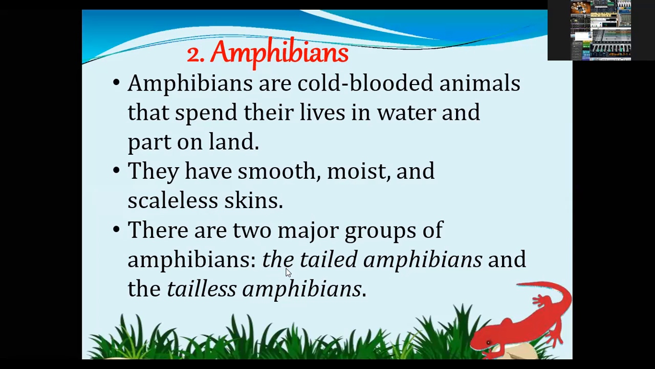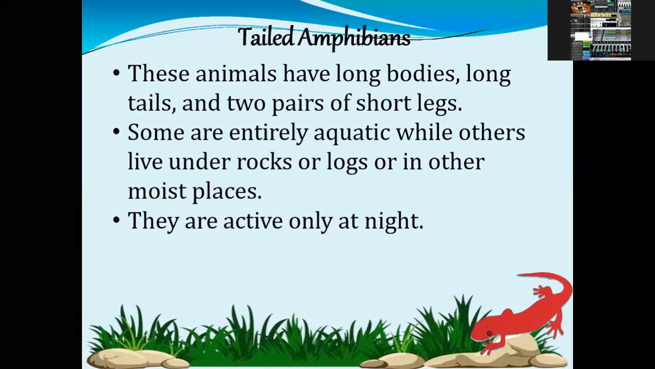Amphibians are of two types. One is tailed amphibians, with tail, and another is without tail. Some amphibians have a tail, some have no tail. The body is long. We can remember, as with a frog, the body is long, and if they have a tail, then the tail becomes long.